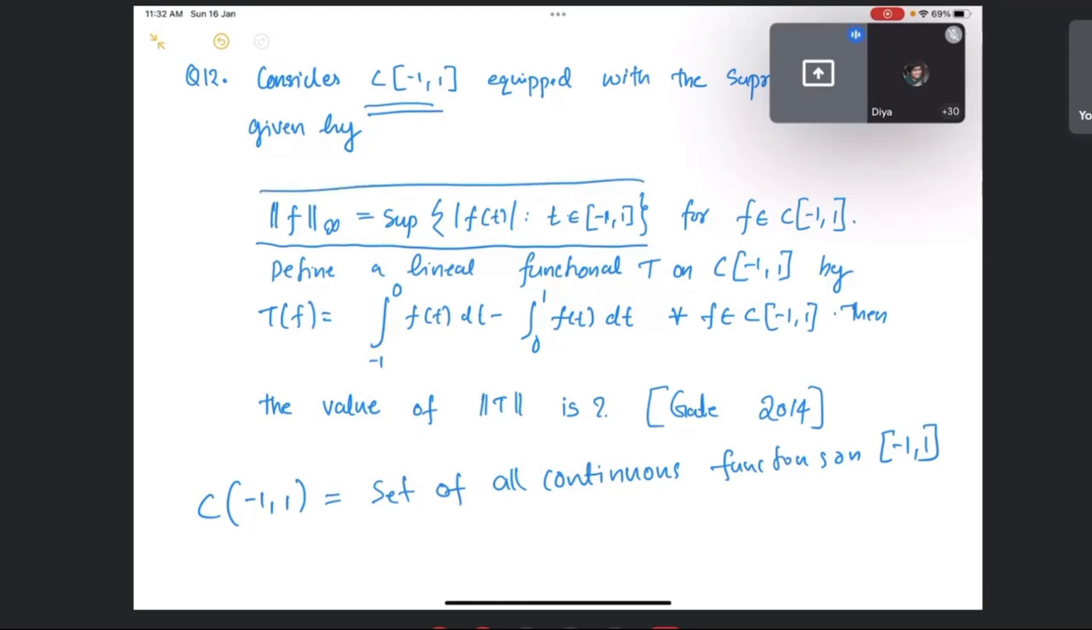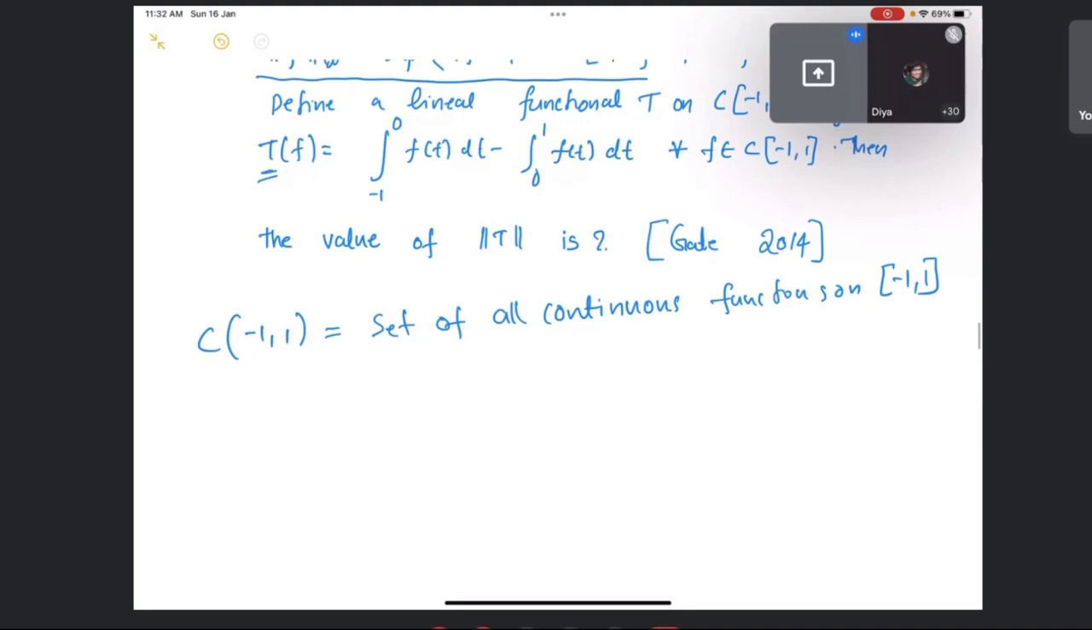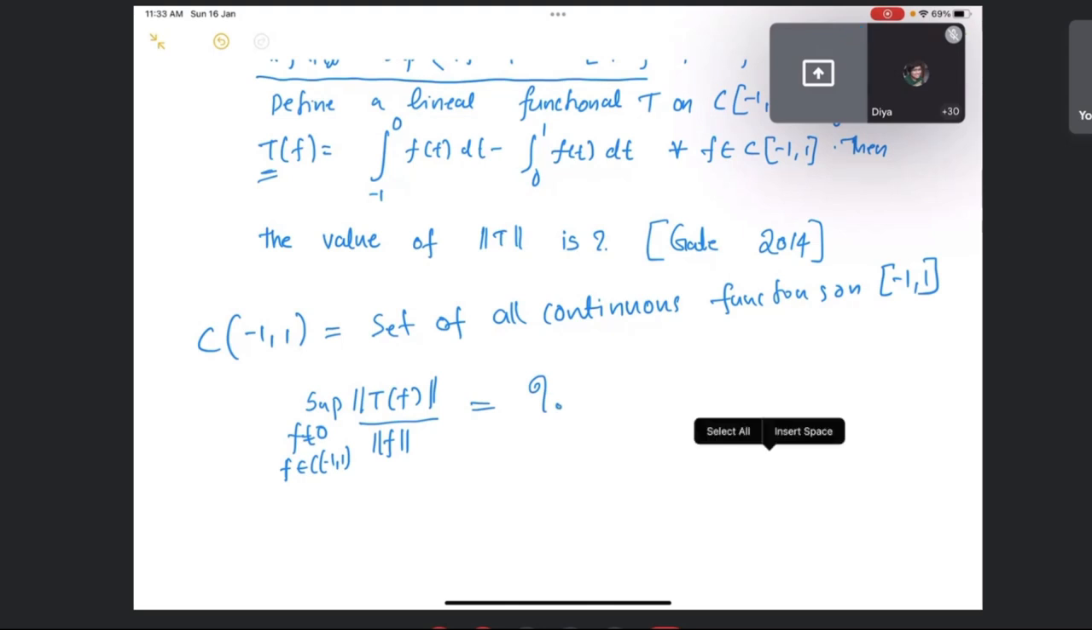Okay. Now, the question is, you define the linear functional T to be the integral from minus 1 to 0 of f of t dt minus the integral from 0 to 1 of f of t dt. And the question is, what is going to be the norm of T? So it is asking, compute this quantity, the supremum of norm T of f divided by norm f, over f not equal to 0, f in C of minus 1, 1. We have to compute this quantity.